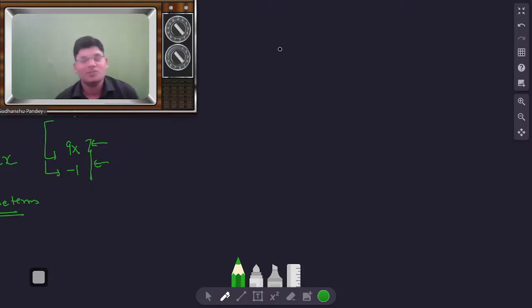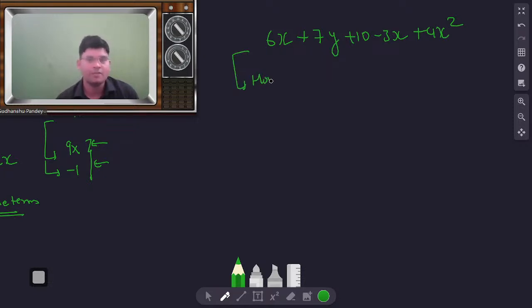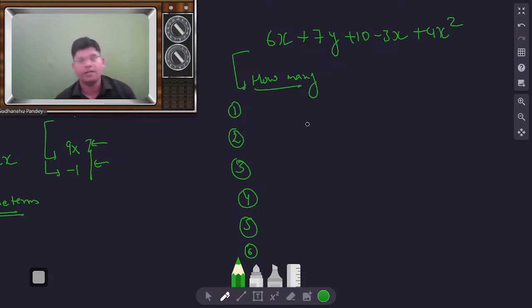So how many terms are there in 6x plus 7y plus 10 minus 3x plus 4x square? The question is how many terms are there? Please do it in your notebook and tell me the final solution. All the terms that you know. How many terms are there?